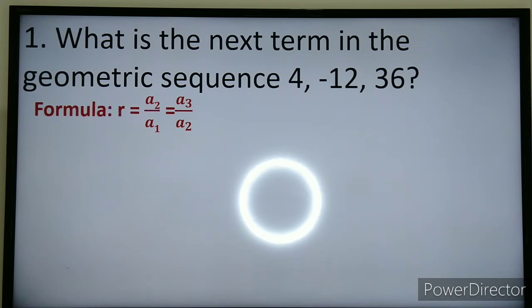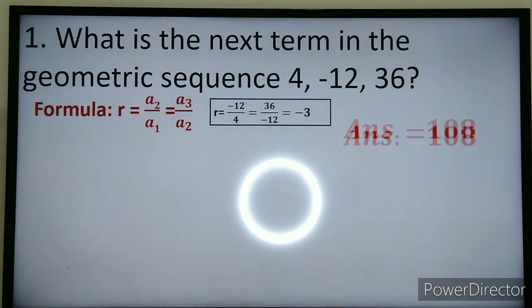R equals a sub 2 divided by a sub 1 is equal to a sub 3 divided by a sub 2. By substitution, we have negative 12 divided by 4 equals 36 divided by negative 12. So what is the value of r? R, small letter r, is the symbol for common ratio. So r here is equal to negative 3. Did you understand? Let's proceed to the next question.